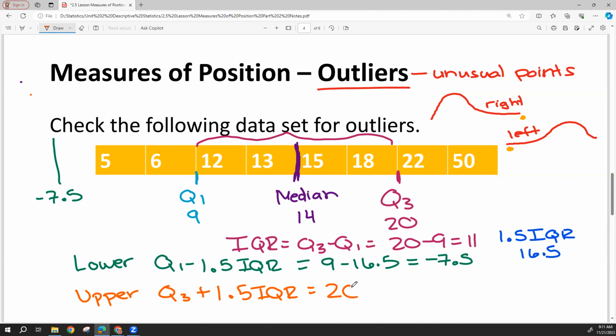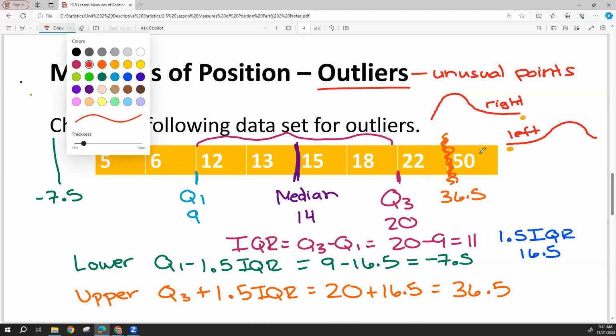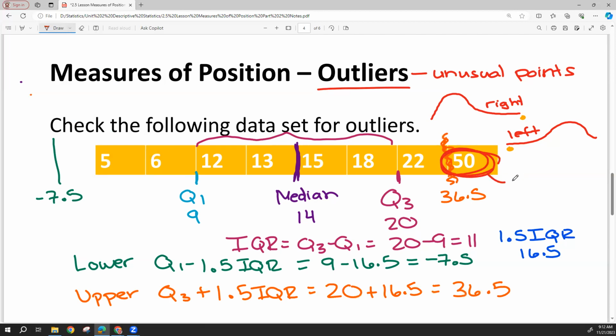We could take our Q3 and add to it 16.5 and get 36.5. So we build a fence somewhere in here at 36.5. Anything above that value is going to be considered an outlier. Therefore, this data point of 50 is considered an outlier. It is bigger than 1.5 times IQR plus Q3. Therefore, it's an unusual point.